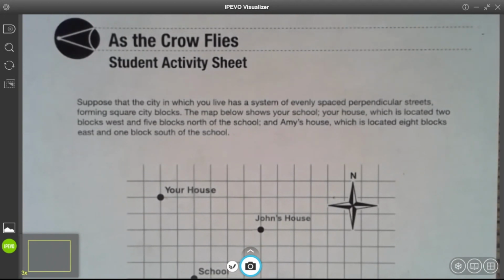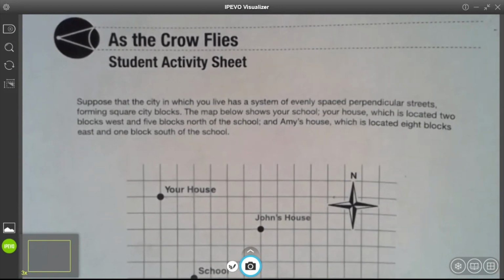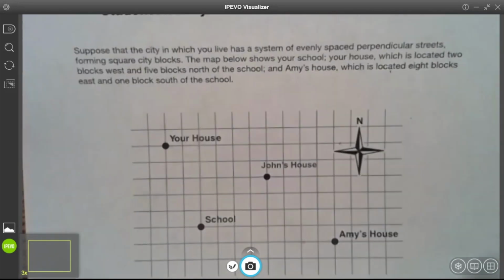Suppose that the city in which you live has a system of evenly spaced perpendicular streets, forming square city blocks. The map below shows your school, your house, which is located 2 blocks west and 5 blocks north of the school, and Amy's house, which is located 8 blocks east and 1 block south of the school. Our first question asked us how many blocks would you have to drive to get from your house to Amy's house? Draw the path that you would drive and calculate that distance.